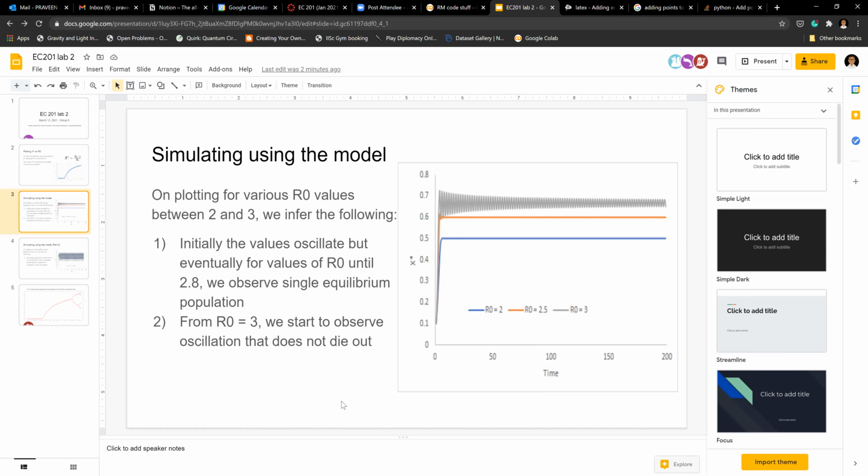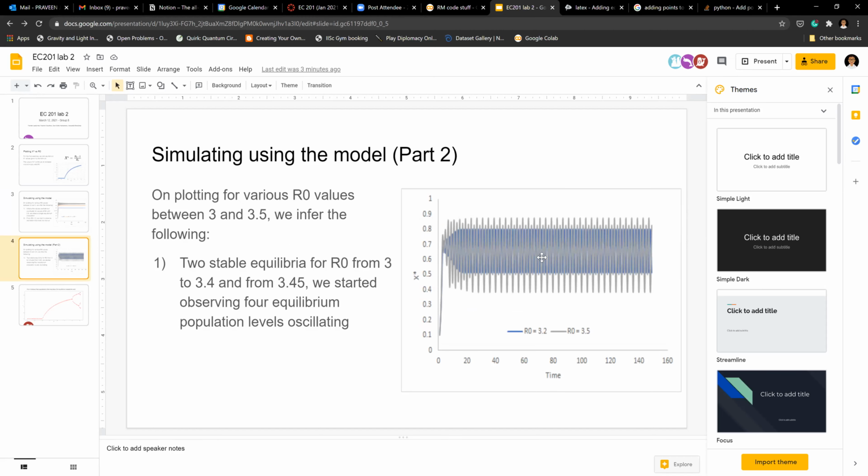Next we tried plotting for R0 values between 2 and 3. We started observing oscillations from 2.8 itself, but the oscillation started dying out after a while. So 2.5 also does a small oscillation over here. 2.8 and 3, they oscillate quite a lot, but they eventually tend to die out. But for the value 3, we see there are some oscillations, we tried 1,000 points, and they still oscillate. Okay. But beyond 3, it's very vigorous oscillations.